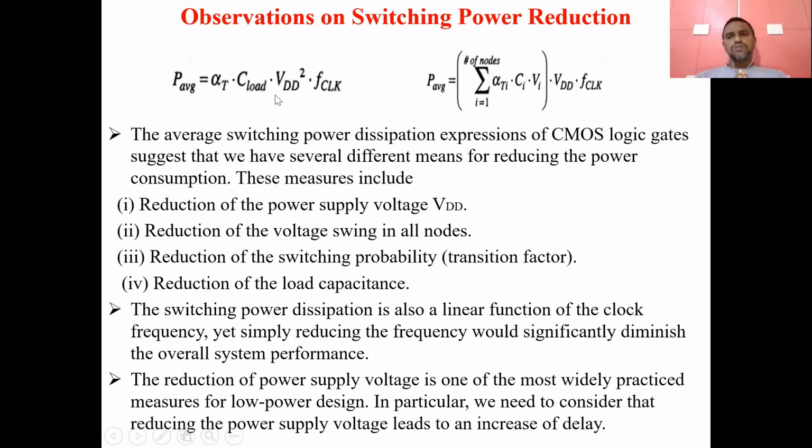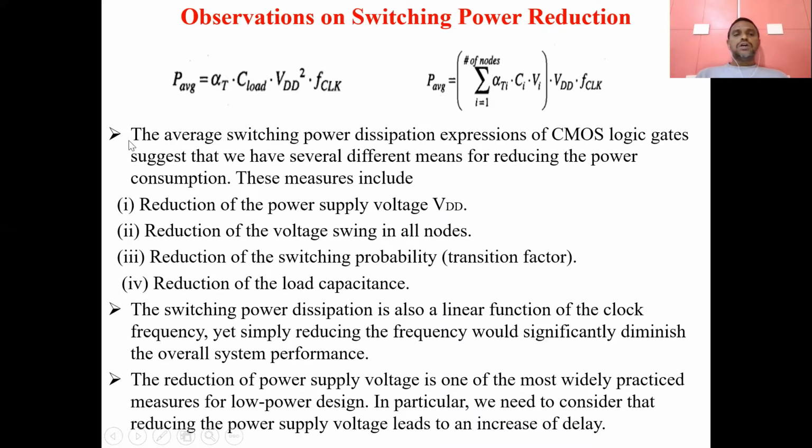If you consider this equation, if you reduce any one of these parameters, alpha T, C load and VDD squared, and also the clock frequency, we can reduce the average dynamic power. But here we have some problems. If you increase the clock frequency, there will be an increase in power consumption. But if you decrease the clock frequency, the speed will be reduced. It will affect the performance of the corresponding circuit. So that's why we don't increase or decrease the clock frequency.